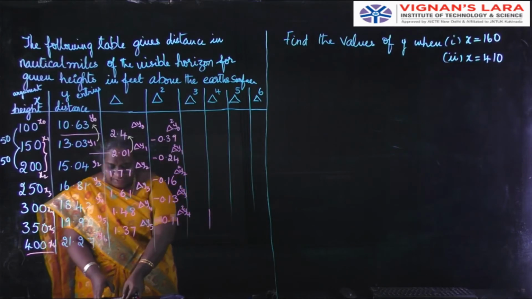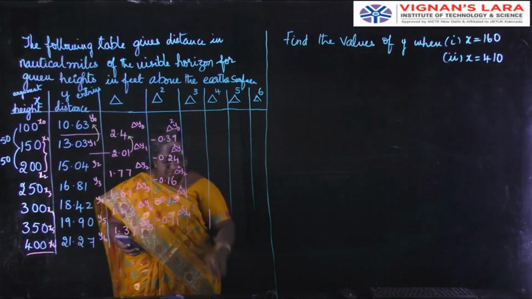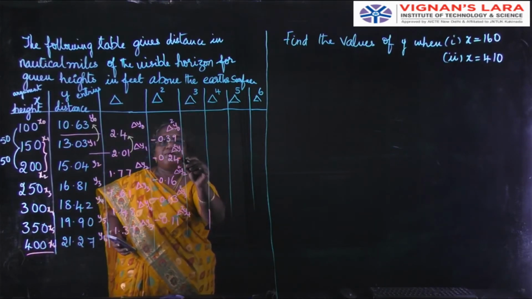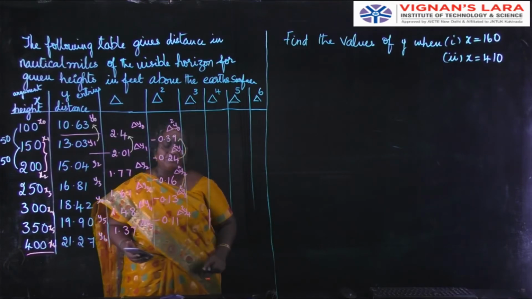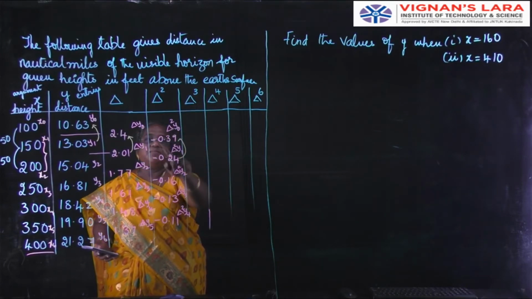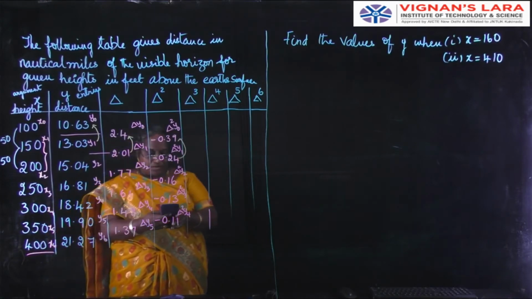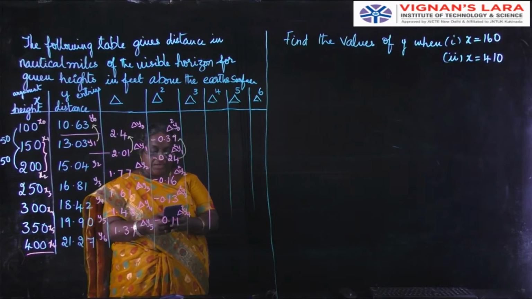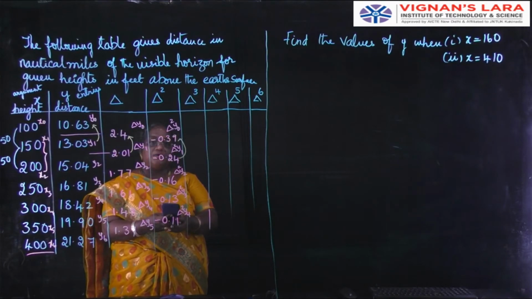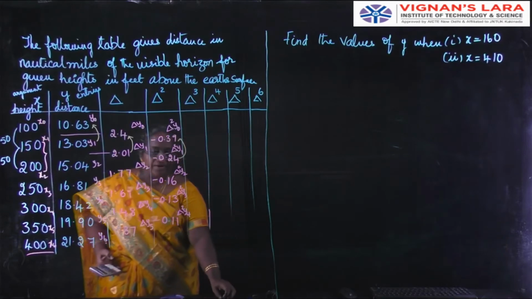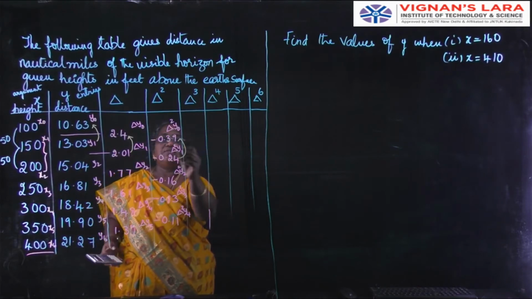So now see the next forward difference, third forward difference. This time you have to subtract. See the sign, be careful with the sign. Minus of minus, this becomes plus. Means we have to write 0.39 minus 0.24. So it is 0.15. So here we have to write to the center.